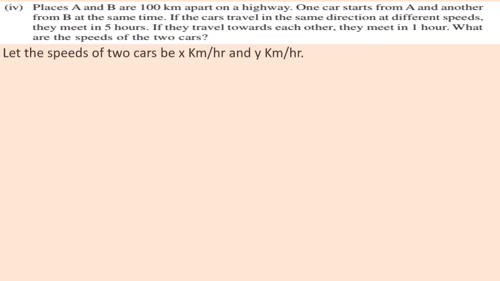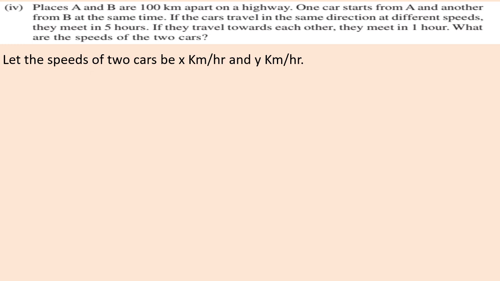Here, the mathematical conditions are given. First, you have to frame the equation. For framing the equation, first we have to identify which are the two unknowns we have to find. Here, what are the speeds of two cars? That means the speeds of the two cars we have to find. So let the speeds of the two cars be x km per hour and y km per hour.